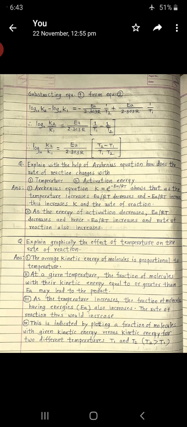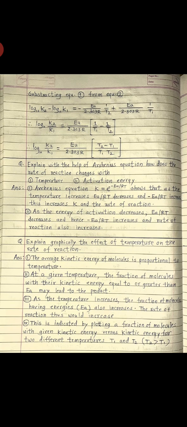log to the base 10 K2 upon K1 is equal to EA upon 2.303 R into bracket 1 upon T1 minus 1 upon T2. Okay, so therefore the final equation, log to the base 10 K2 upon K1 is equal to EA upon 2.303 R into bracket T2 minus T1 divided by T1 into T2. Okay, so this is the rate constant at two different temperatures. Derive the relationship between rate constant at two different temperatures, and the equation is log to the base 10 K2 upon K1 is equal to EA upon 2.303 R into bracket T2 minus T1 divided by T1 into T2.